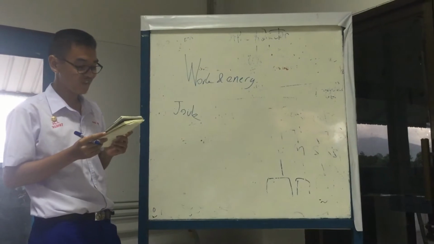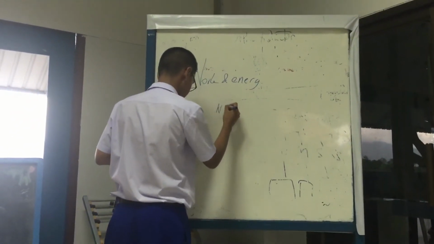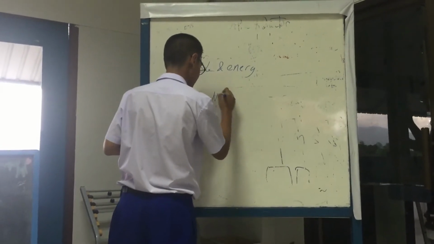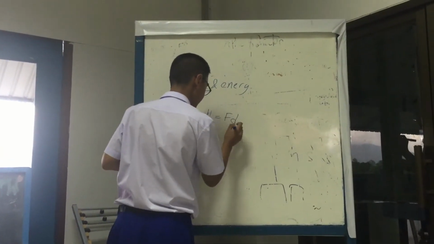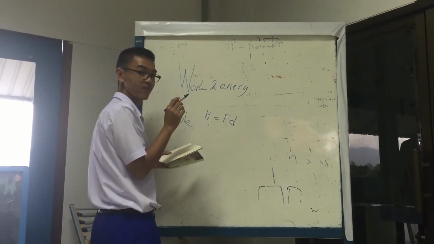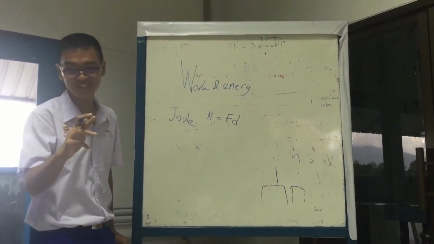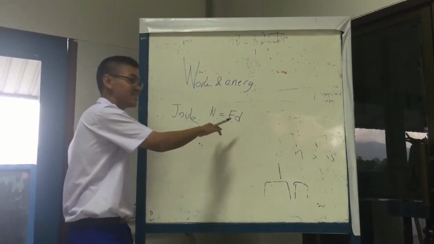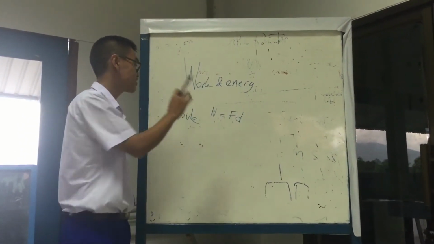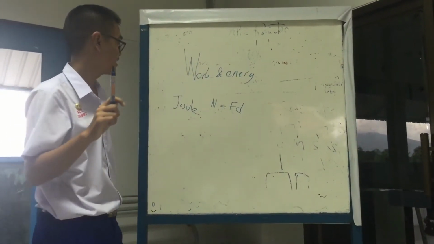And the formula for work done is W equal to F D. F here is force, and D here is distance. We can measure D in meters and F in Newtons only.